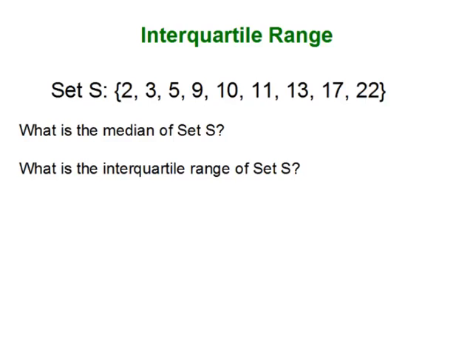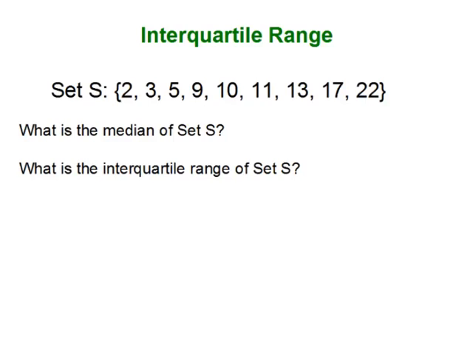So the first step is to find the median of the overall set. And as you probably already know, to find the median, you order the set, or at least make sure the set given to you is already in order, as this one is from low to high. And then you find the middle term, which in a set like this one that has 9 terms is going to be the fifth term. 10 is the median of set S. Well, we're halfway to finding out the interquartile range.